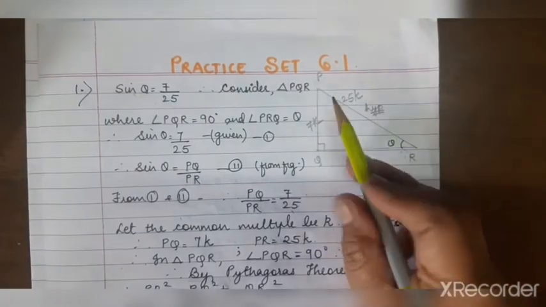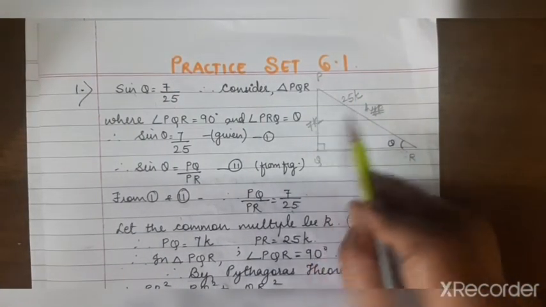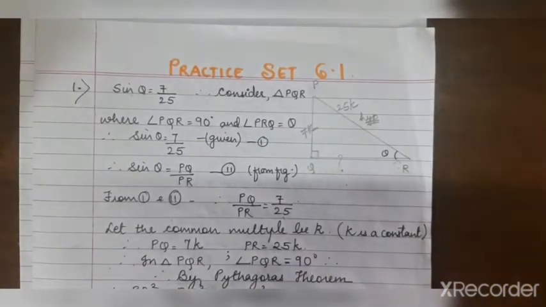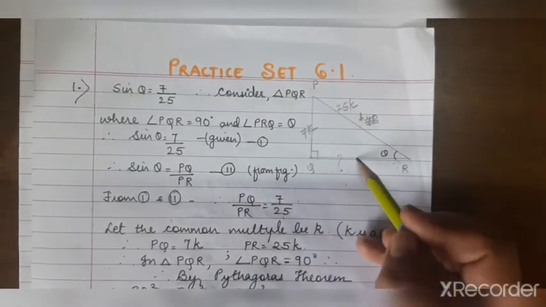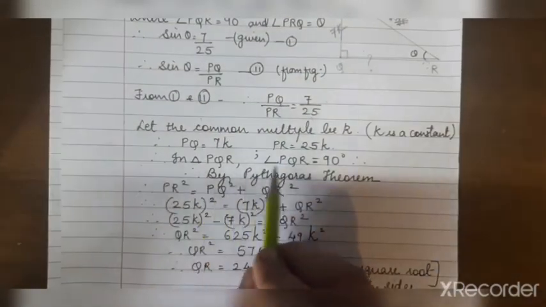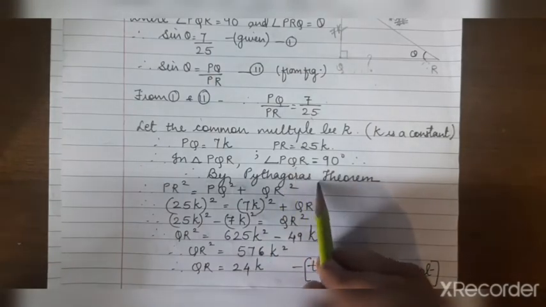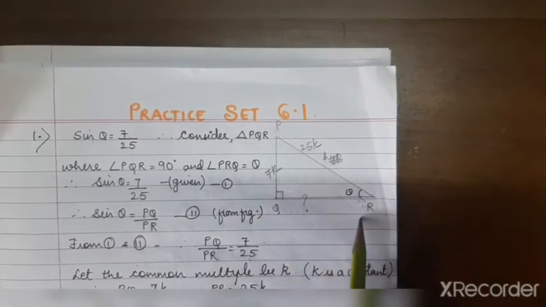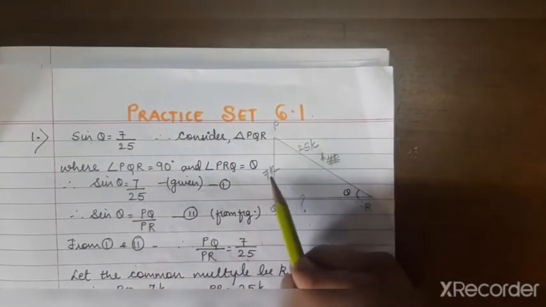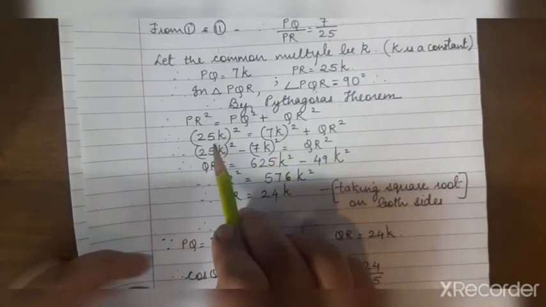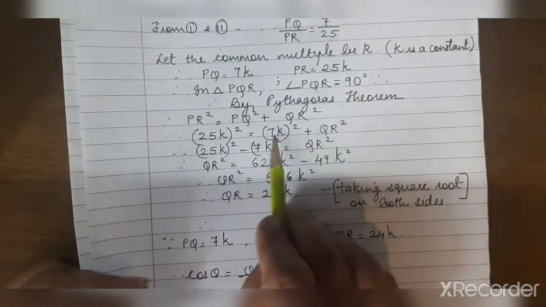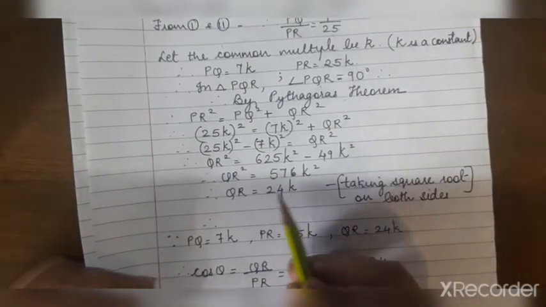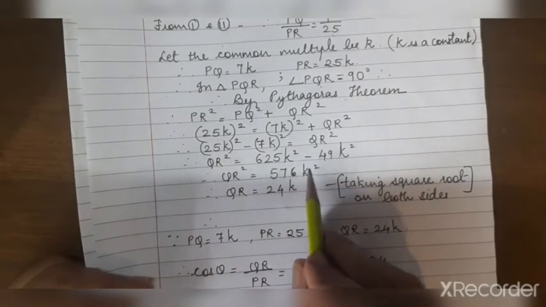Now, here it's a right angle triangle. If we know two sides, can we find the third side? Yes, by the Pythagoras theorem, which we have studied in the Pythagoras lesson. It is a triangle with a 90 degree angle, and therefore by Pythagoras theorem, hypotenuse square, PR square equals PQ square plus QR square. We know the hypotenuse and the side PQ, so we substitute. QR we don't know. The calculation is easy because we have solved many sums on Pythagoras. At the end, we get QR square equal to 576 k square.